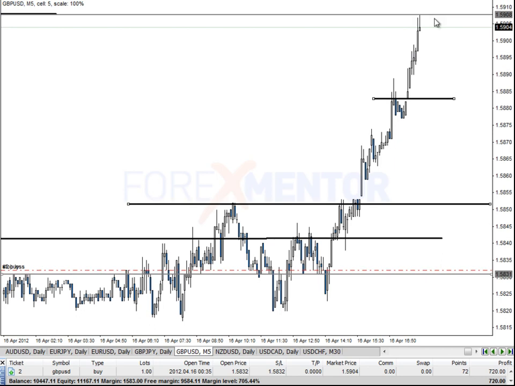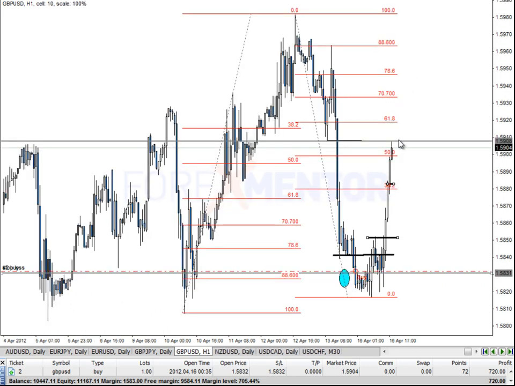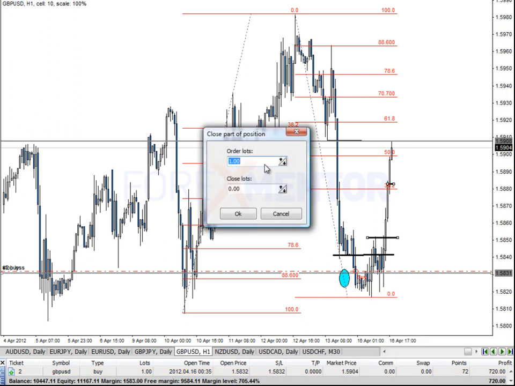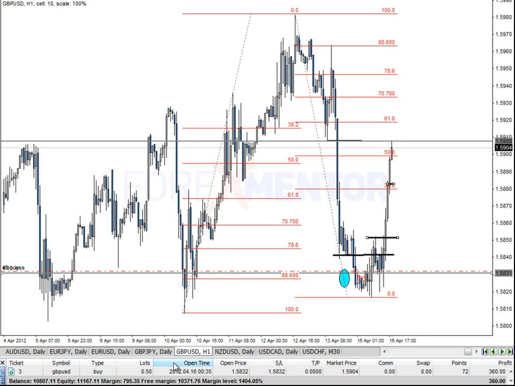Okay, so price has now come up to that area of 72 pips up on the trade. Just have a look at that hourly chart. Okay, so you can definitely look at taking profits there. Right, what I can do here is we'll just keep it simple. We'll take a close part of the position on this platform and we'll just close half the position there, so that we have half the position working. Okay, so now we're down to half our position.